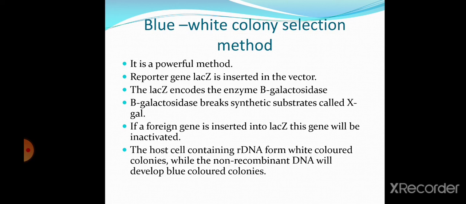Therefore, the host cells containing recombinant DNA will form white colored colonies, whereas the cells which contain non-recombinant DNA will develop blue colored colonies. So on the basis of the color, we can select the recombinants.